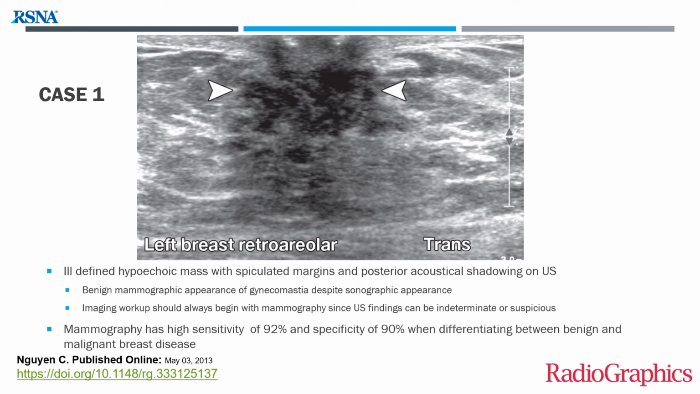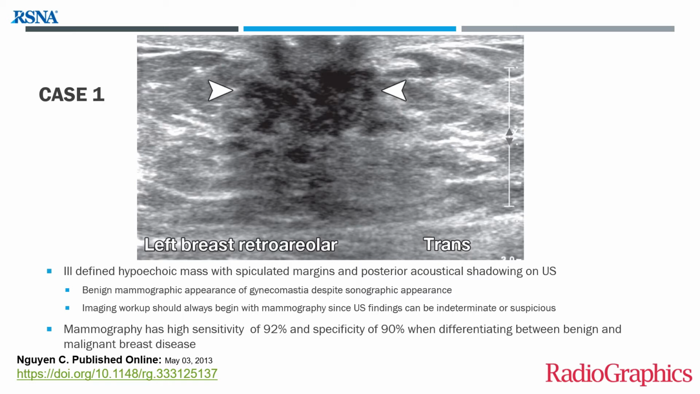On ultrasound, we have an ill-defined hypoechoic mass with spiculated margins and suspicious shadowing. Findings on ultrasound with gynecomastia can be very deceiving as they look more suspicious compared to the mammographic findings. So the mammographic appearance of gynecomastia should outweigh the sonographic appearance if it does look very benign on mammogram.